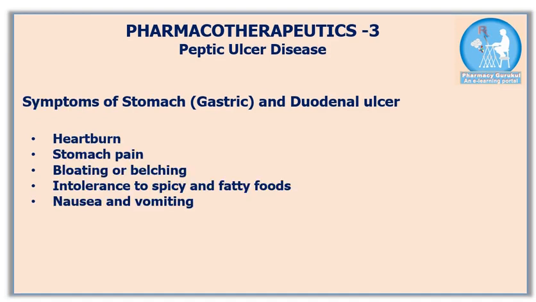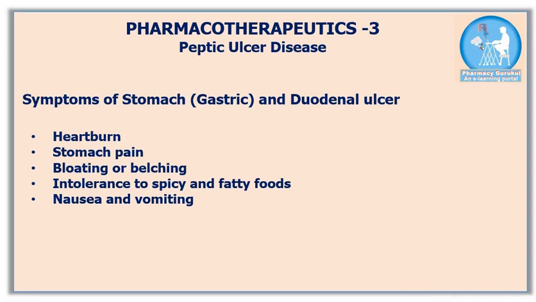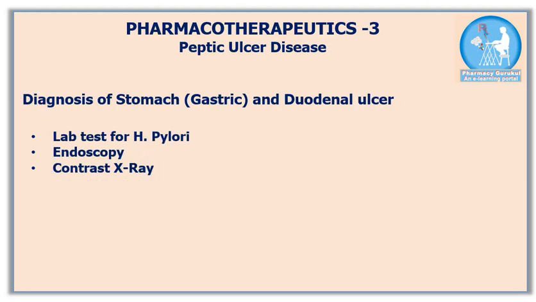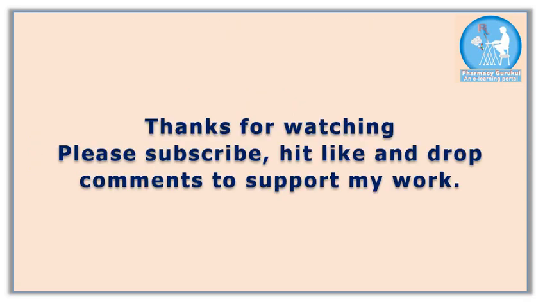The most common symptoms of gastric and duodenal ulcers are heartburn, pain in the stomach, bloating, intolerance to spicy and fatty foods, nausea and vomiting. Gastric and duodenal ulcers can be diagnosed by the lab test for H. pylori, endoscopy and contrast X-ray. In the next video, I will come up with the drugs used to treat peptic ulcer disease.